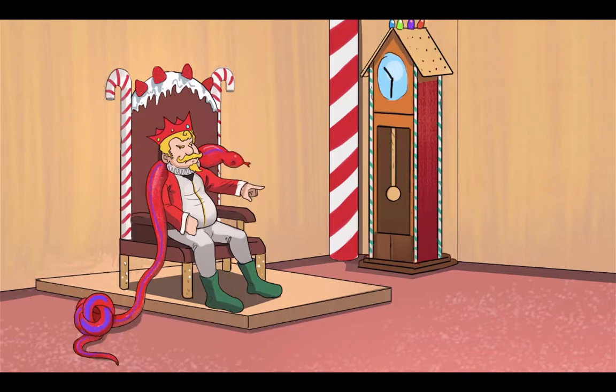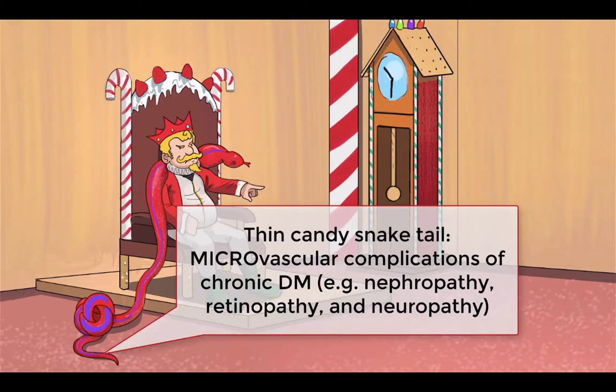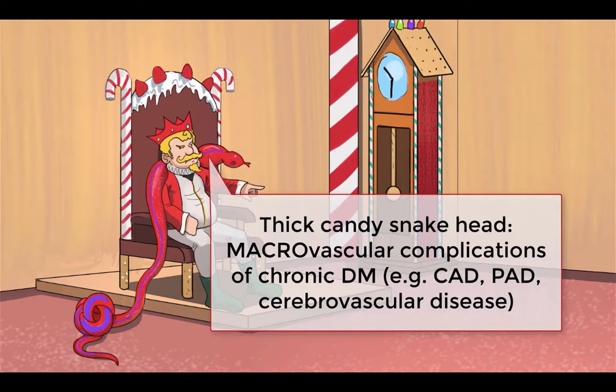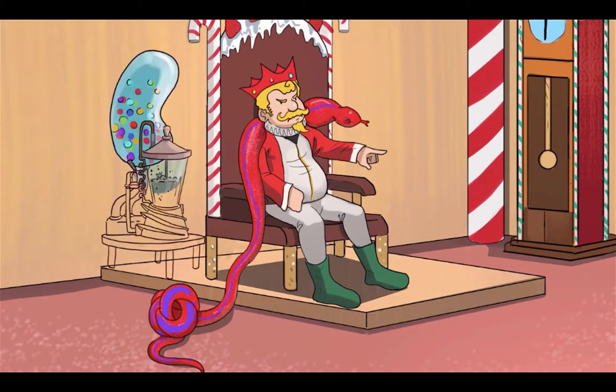To represent the micro and macrovascular complications of diabetes, let's draw in King Candy's favorite pet, a red vascular candy snake. The major microvascular complications are nephropathy, retinopathy, and neuropathy, represented by that narrow diameter tail. Macrovascular complications, on the other hand, include coronary artery disease, cerebrovascular disease, and peripheral arterial disease, represented by that large diameter head. Let's talk about the microvascular complications in more detail, starting off with diabetic kidney disease.